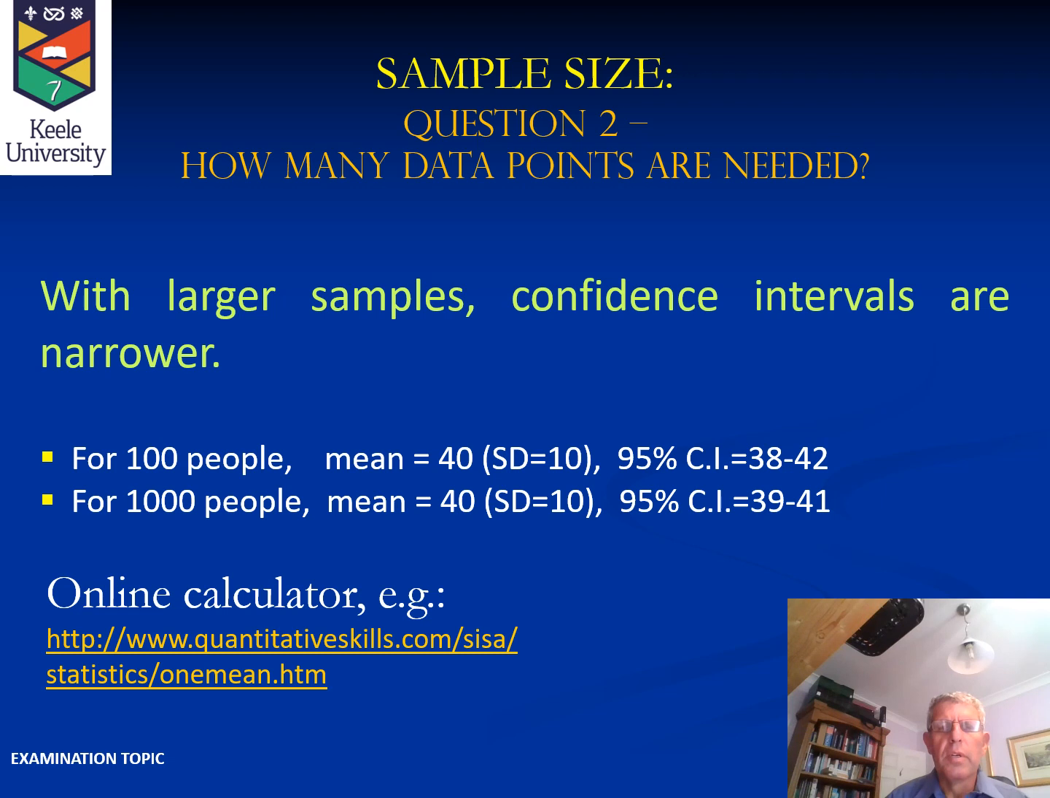Question number 2 relates to how many data points you are going to need. And again, this relates to confidence intervals. So with larger samples, confidence intervals are narrower. If we have 100 people, with a mean of 40 and a standard deviation of 10, our confidence interval will be 38 to 42. If we increase the sample size, we can see that the confidence interval goes down to 39 to 41. In other words, with a larger sample, the confidence interval is narrower.